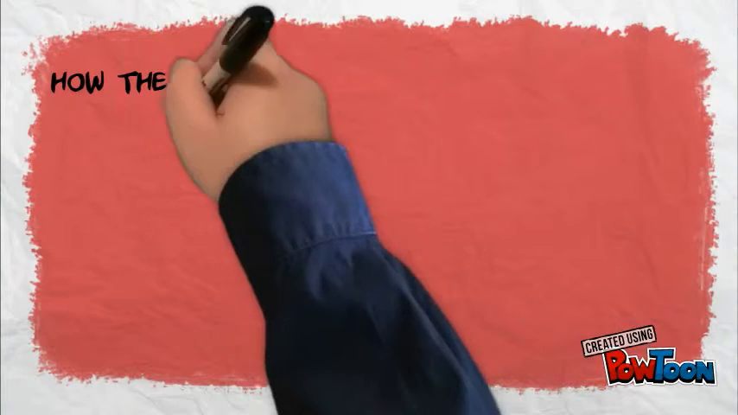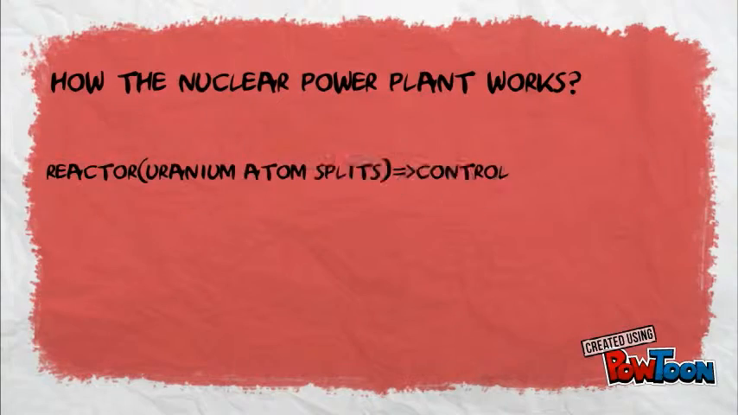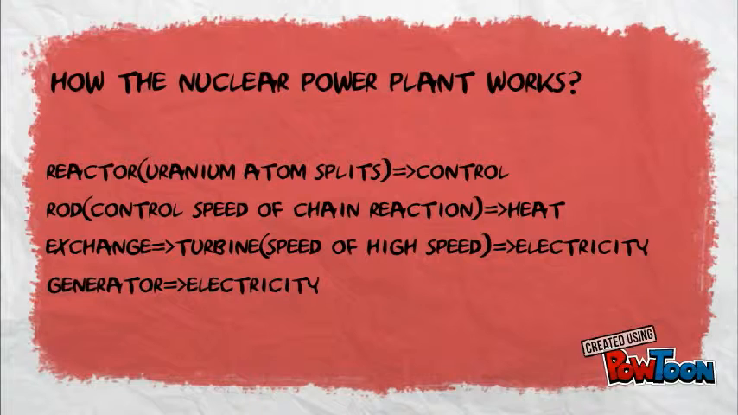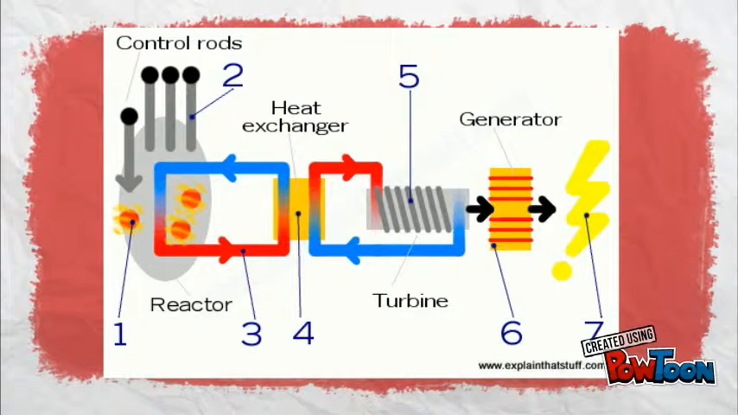Uranium atoms are split and release energy in the reactor. A control rod in the reactor is used to control the speed of the chain reaction. Water is pumped through the reactor to collect the heat energy produced in the chain reaction via a heat exchanger. Inside the heat exchanger, water from the reactor gives up its energy to cooler water flowing in another closed loop, turning it into steam. The steam from the heat exchanger is pumped into a turbine.